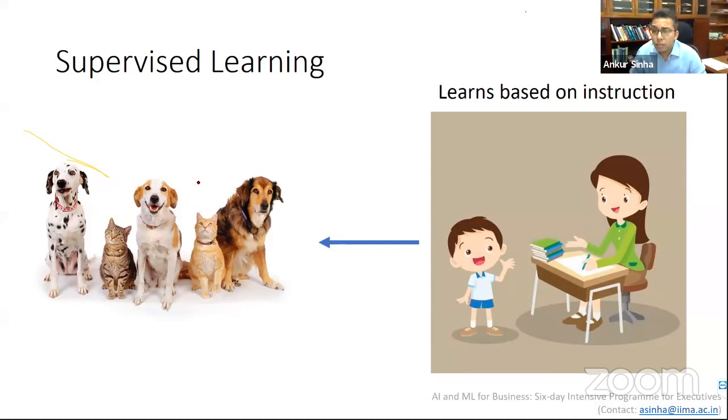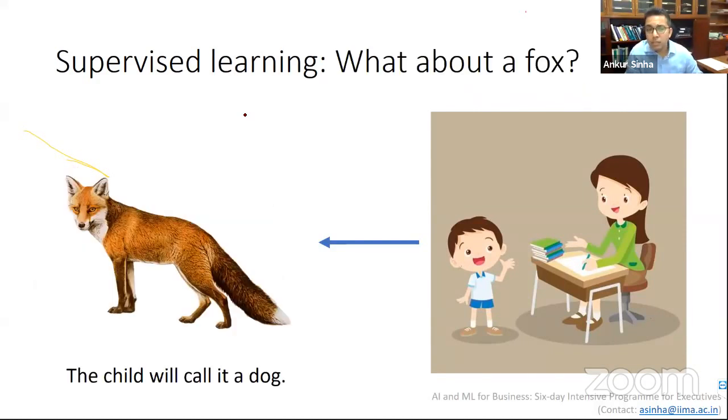However, what happens after that? This little baby sees a fox. What will the baby say? That, hey, look, that's a dog. Because the network in the brain of the kid has still not learned to identify foxes. The kid is not able to identify foxes. It only knows how to identify cats and dogs. And again, the teacher comes and provides an input to the baby that, hey, that is not a dog, that is a fox. Now here, the learning is happening based on instruction from the teacher.